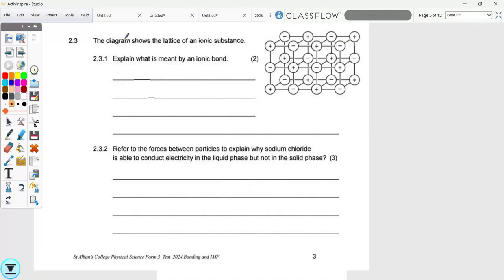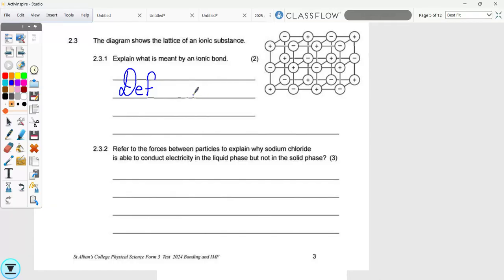Then they say, the diagrams show the lattice of an ionic substance. Explain what is meant by an ionic bond. This is a definition. So an ionic bond is a bond between metal and non-metal, where there's a transfer of electrons from the metal, making it a cation, to the non-metal, making it an anion. You still only get one mark.